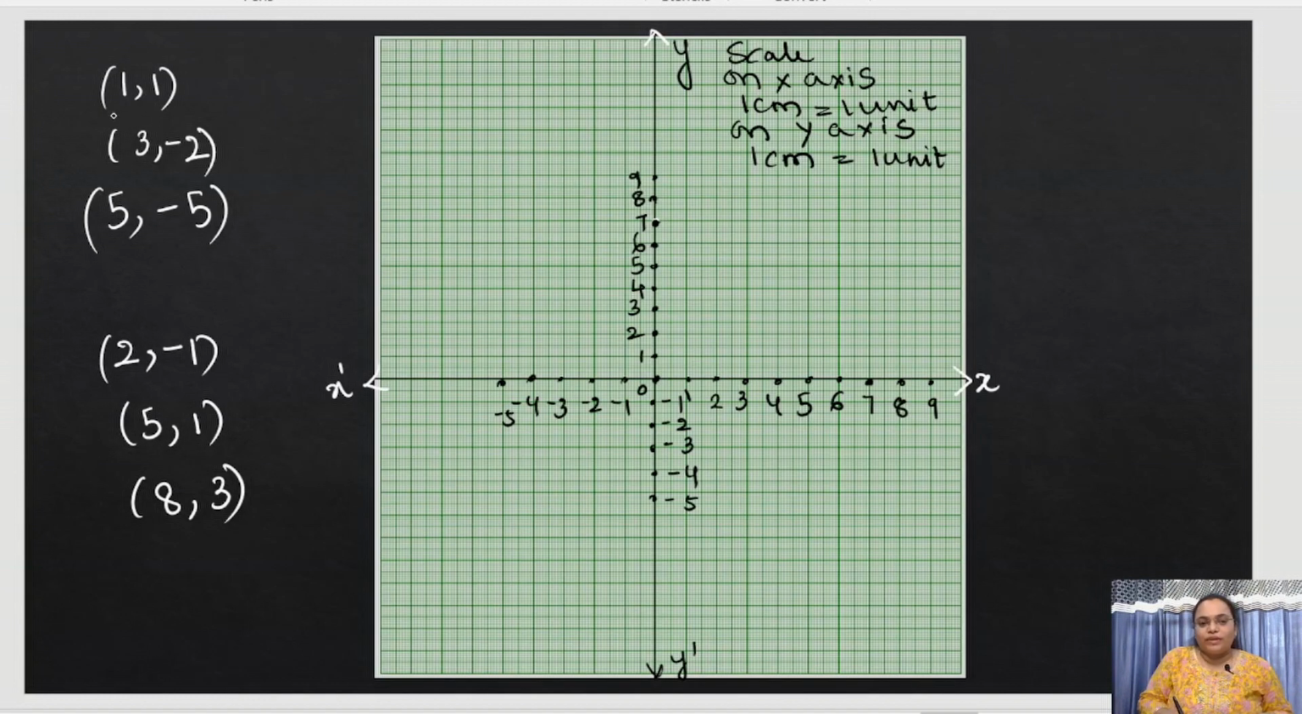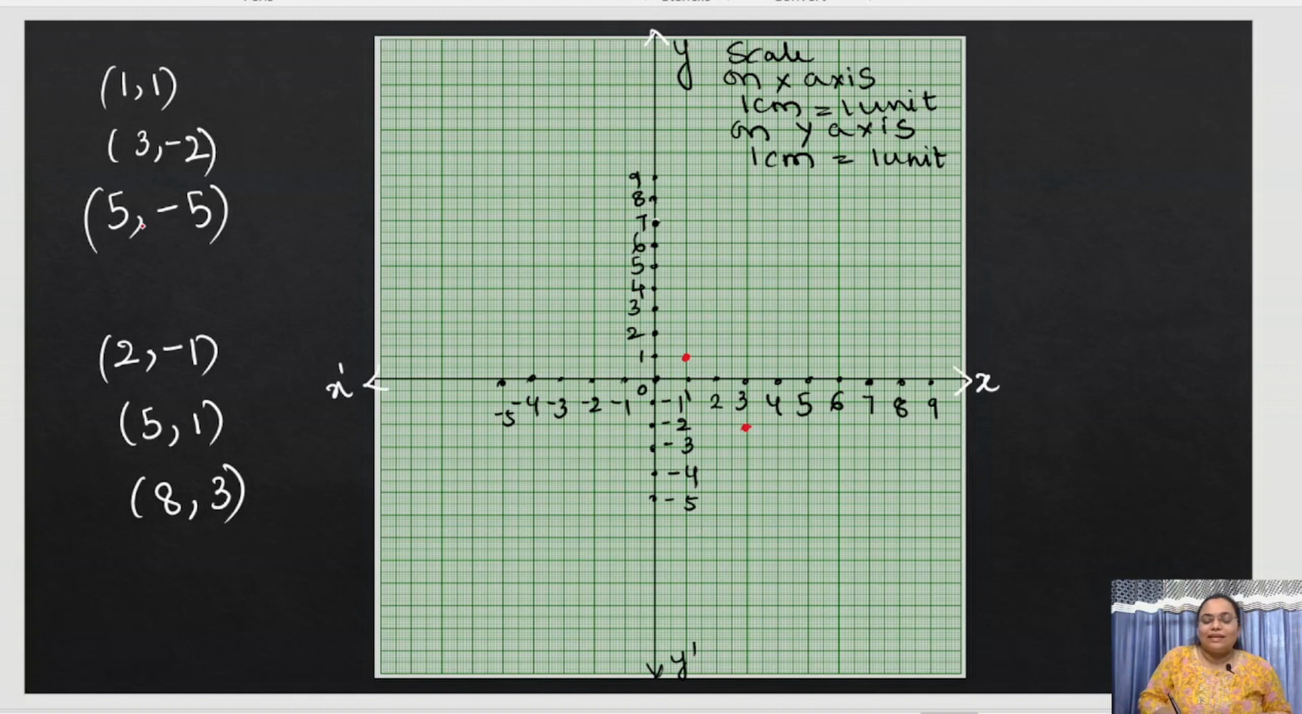So the first point is 1 and 1. 1 on the x-axis and 1 on the y-axis, which is this one, which is here. The next one is 3 and minus 2. 3 on the x-axis and minus 2 on the y-axis, which is here.